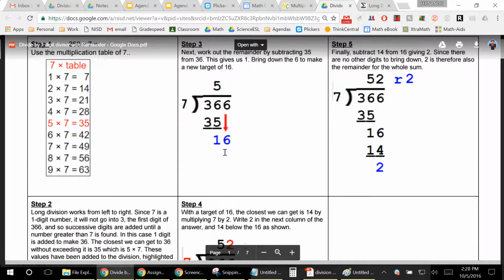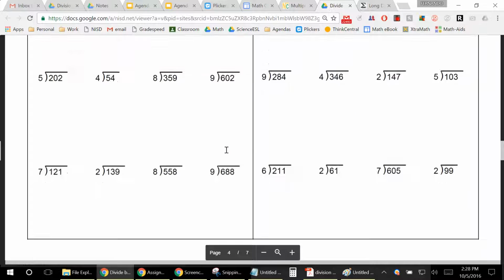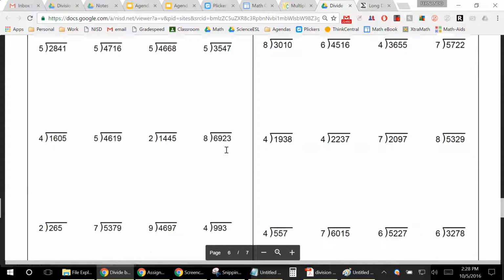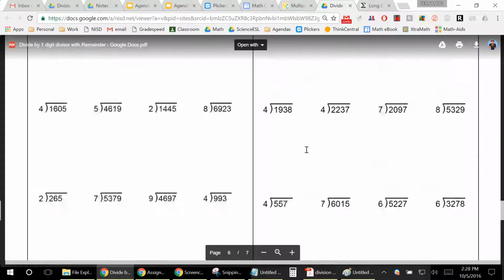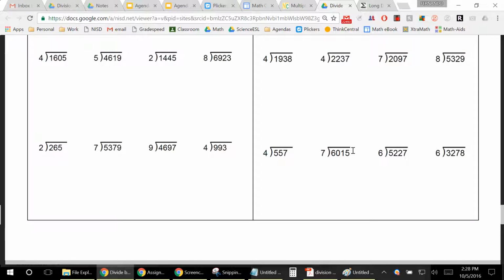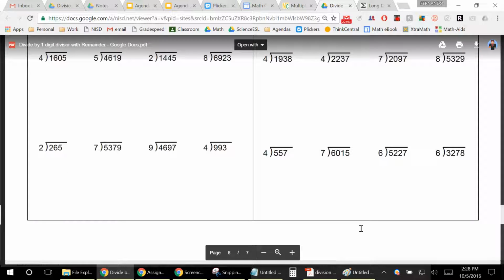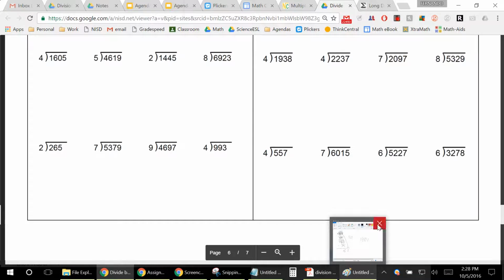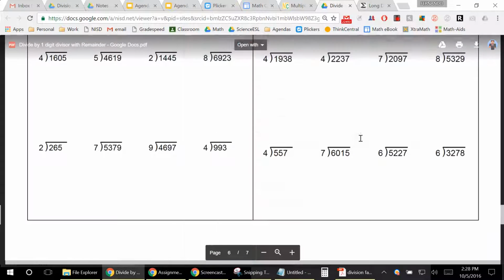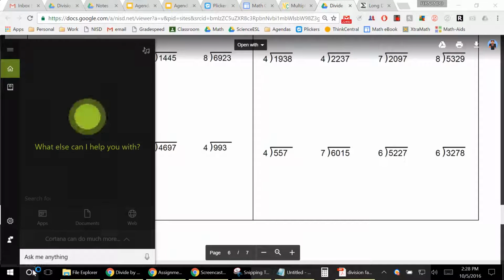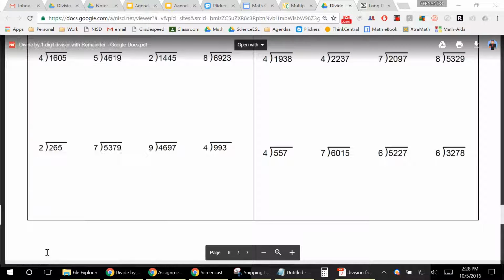So we're going to go ahead and work on day 2, just because they're a little bit harder and make it a little bit more challenging for you. So day 2, let's go ahead and do it. 7 goes into 6015. Okay, and let me go ahead and open the pane so I can work on that.